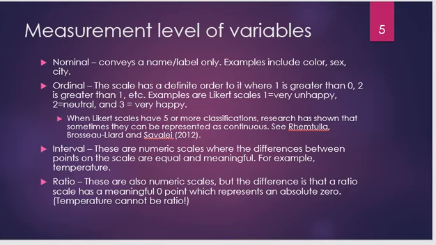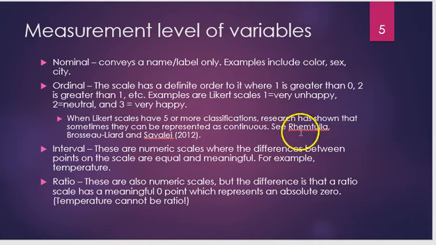All right, nominal conveys a name or label only. Examples include color, sex, and city. Those are things that you might see as a nominal variable. Ordinal, the scale has a definite order to it, where 1 is greater than 0, 2 is greater than 1, etc. So examples are Likert scales.